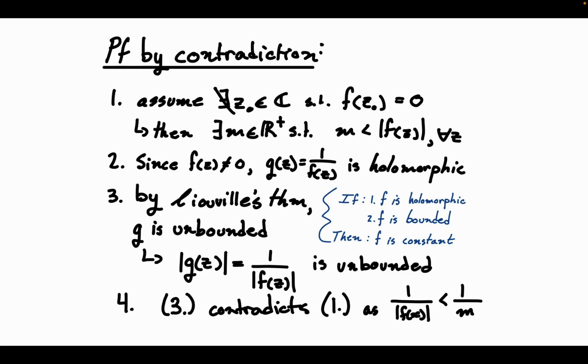Great. Now that we made this claim, 4 states that there is a contradiction, because 3 says that g is unbounded, but if we look back to statement 1, where it says m is less than the modulus of f of z, if we take the inverse, then we'll see that g of z is actually upper bounded by 1 over m. This is our contradiction, and this means that our assumption 1 is false. So that means there must exist a z0 such that the polynomial is equal to 0. This is saying that the polynomial has a root, which is what we wanted to prove.